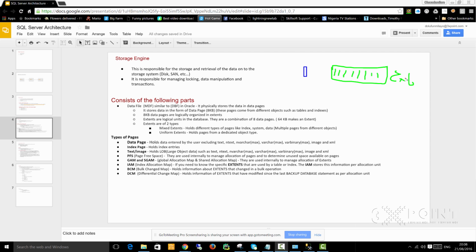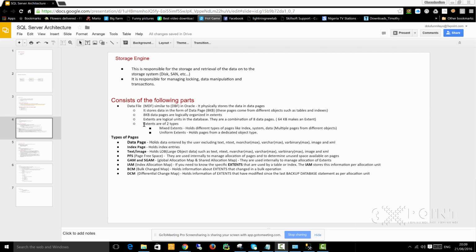So it's just a way to organize our pages. You can have a lot of extents inside the relational engine, and each of those extents contains 8 pages. So that's what an extent is. It's just a logical container, you can say, of pages.